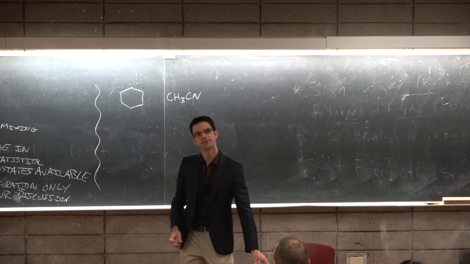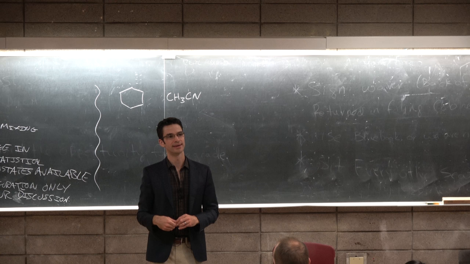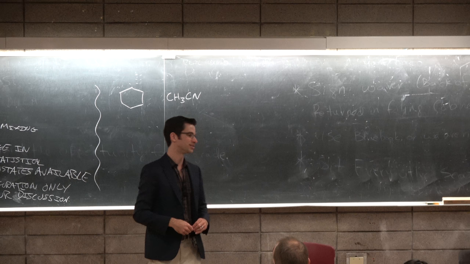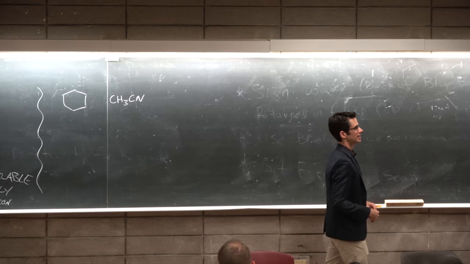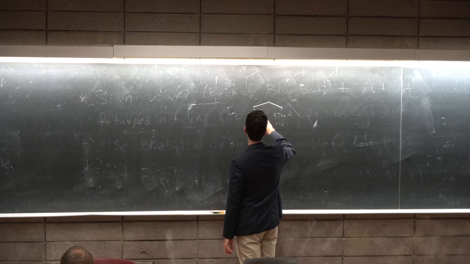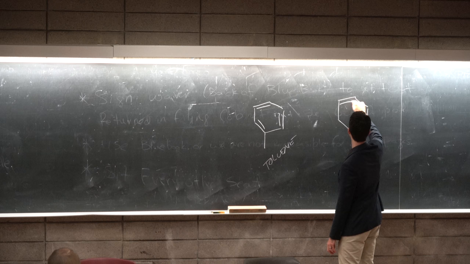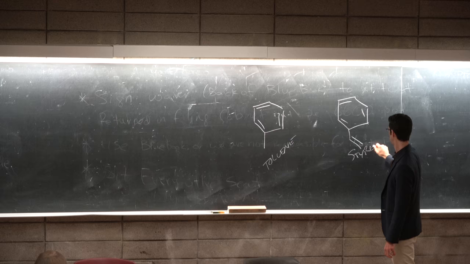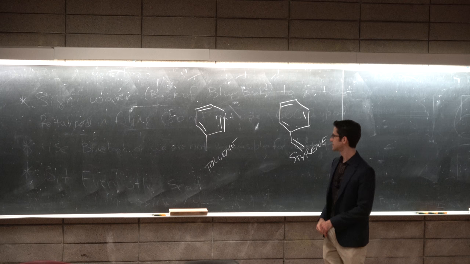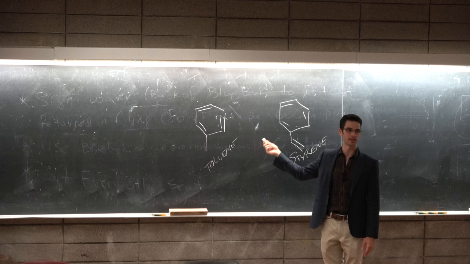Okay, so like solvents tend to like each other. Like chemical species tend to dissolve in each other. So let's take this, which is called toluene, and this is styrene, vinyl benzene. Would we predict, based on the argument that similar molecules tend to be soluble in each other, that these would be soluble in each other? They would form a miscible mixture?